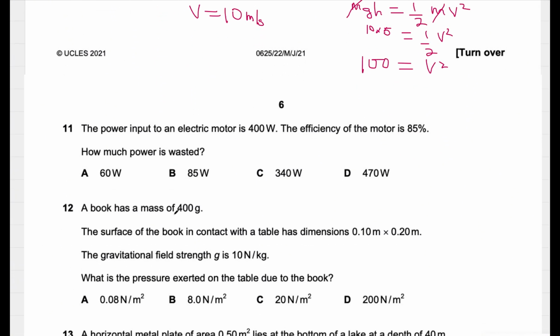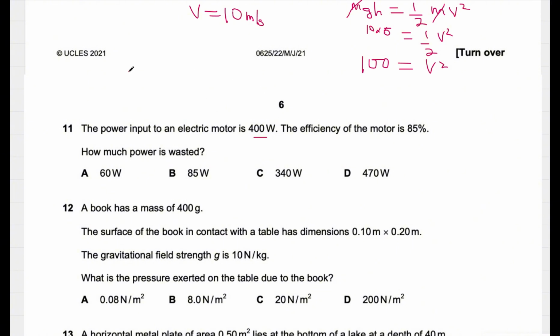Question number 11, we say the power input to an electric motor is 400. You know, output power over input power equals efficiency. The efficiency of the motor is 85%. How much power was wasted? Okay, let's see the output. Then we'll now find what was wasted.